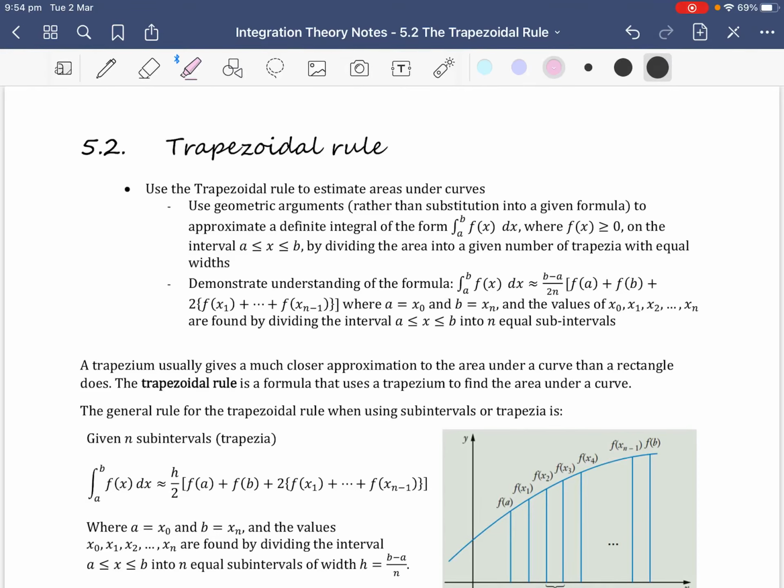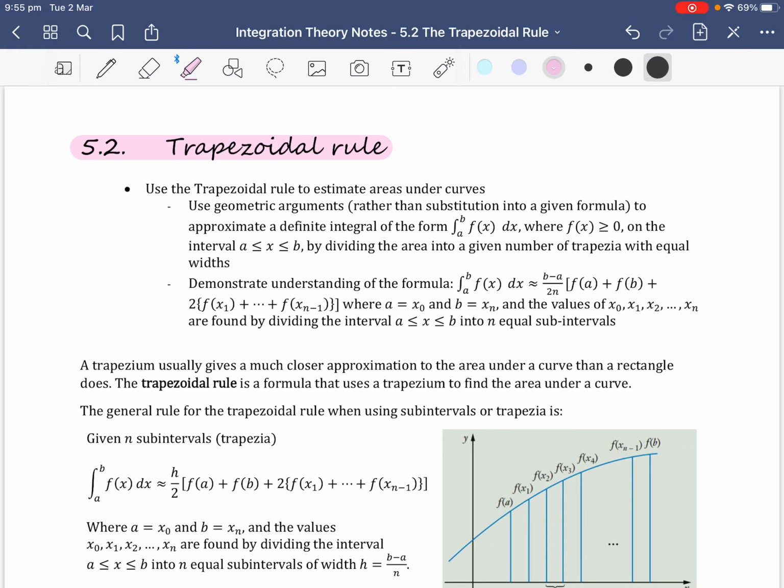Hello, today we are learning about the trapezoidal rule. So in last lesson what we learnt was how to approximate area under the curve using rectangles, triangles, squares and trapeziums. A trapezium usually gives a much closer approximation to the area under the curve than a rectangle does, or any of our other shapes.